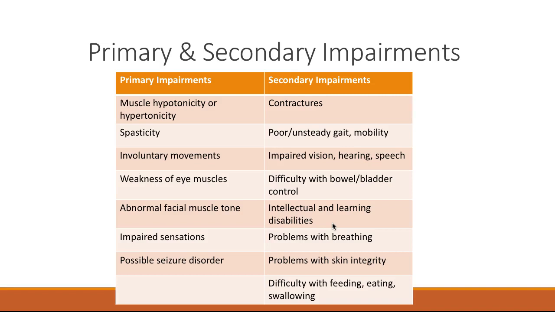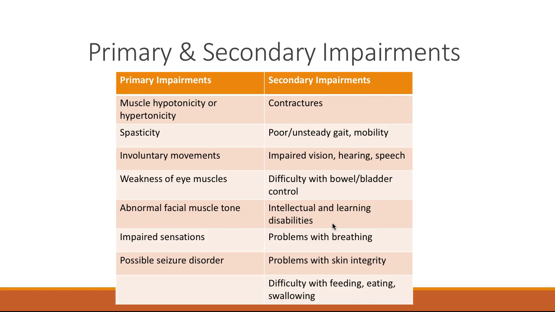Let's shift now to talking about functional impairments associated with CP. Primary impairments refer to those that are an immediate and direct result of the cortical lesion in the brain, causing the progression of the child's motor development to change.